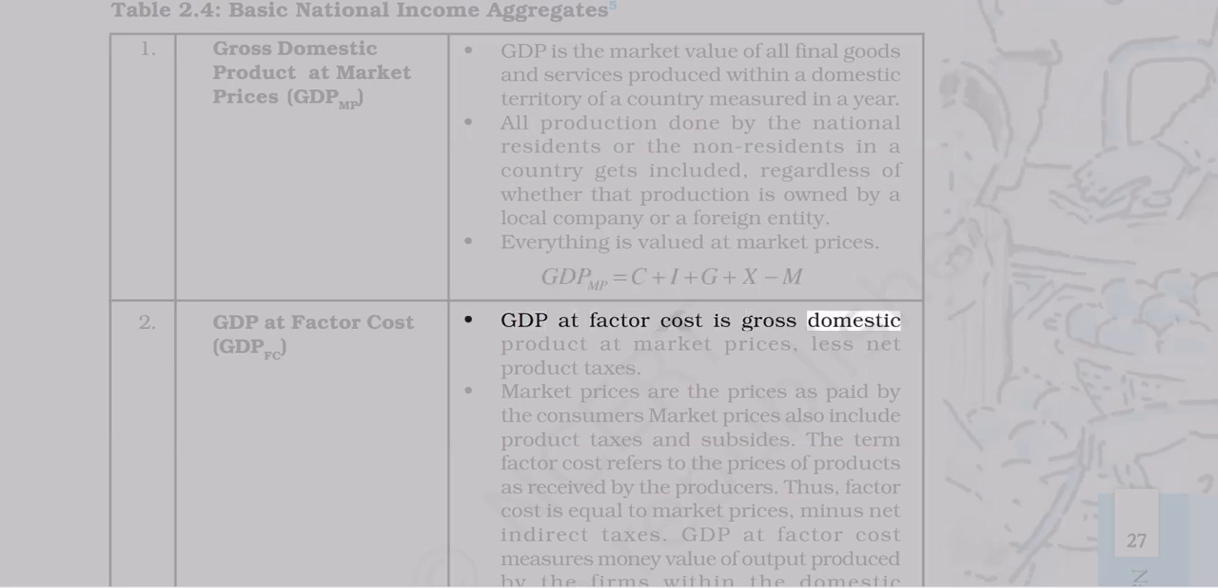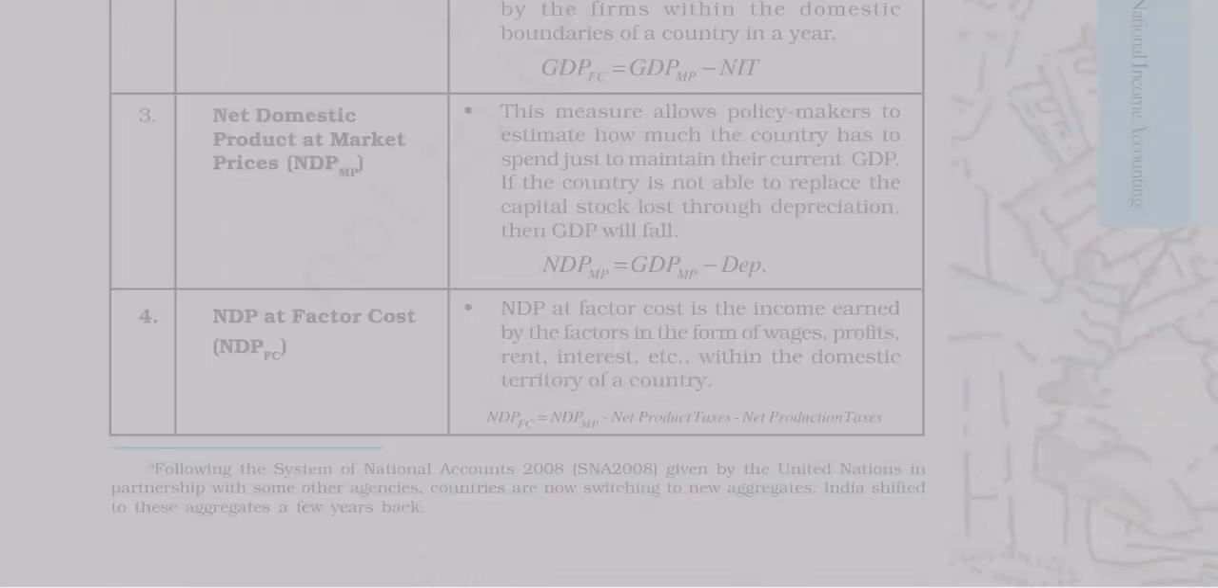GDP at factor cost is gross domestic product at market prices, less net product taxes. Market prices are the prices as paid by the consumers. Market prices also include product taxes and subsidies. The term factor cost refers to the prices of products as received by the producers. Thus, factor cost is equal to market prices minus net indirect taxes. GDP at factor cost measures the money value of output produced by the firms within the domestic boundaries of a country in a year.